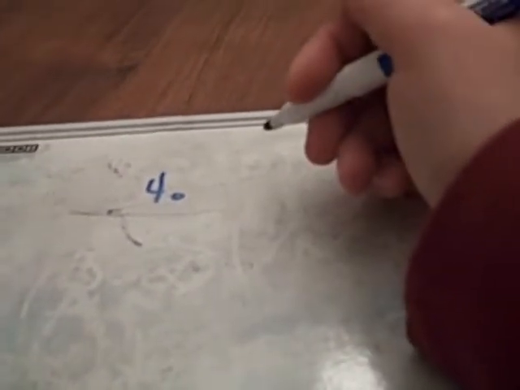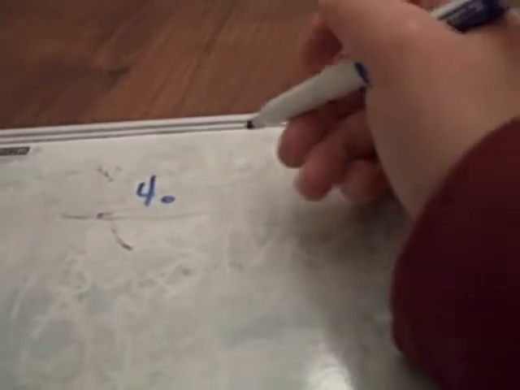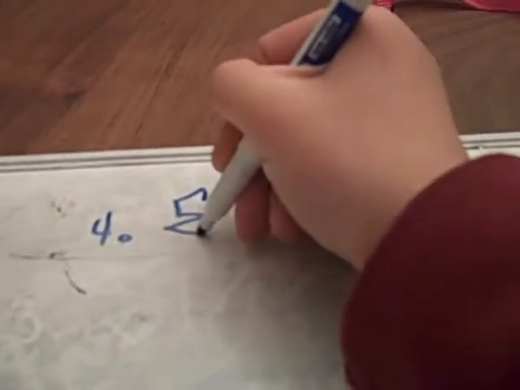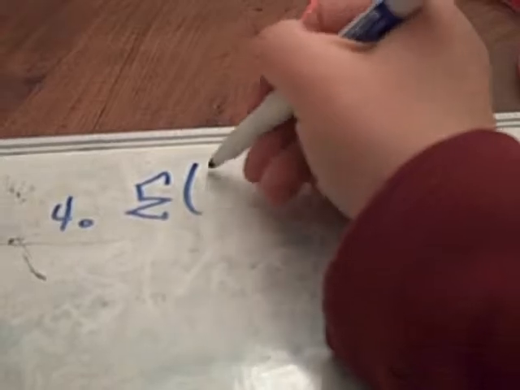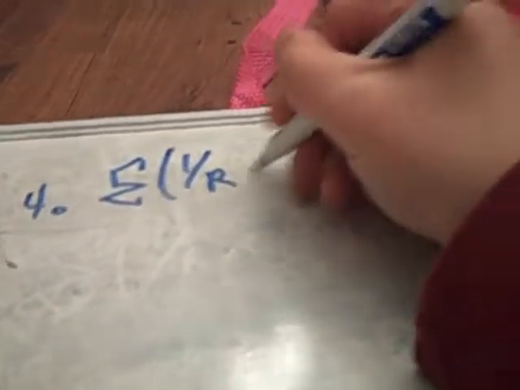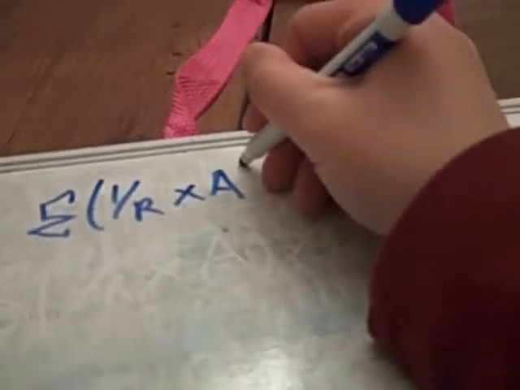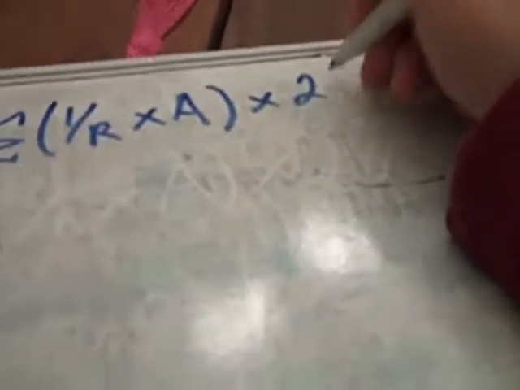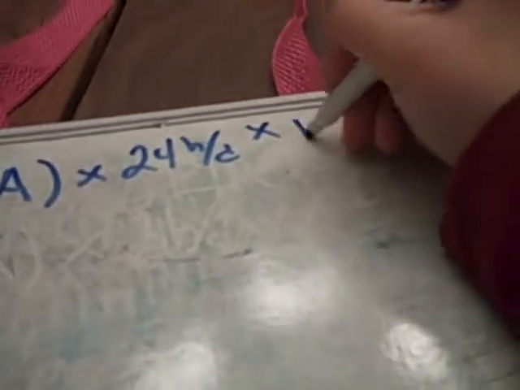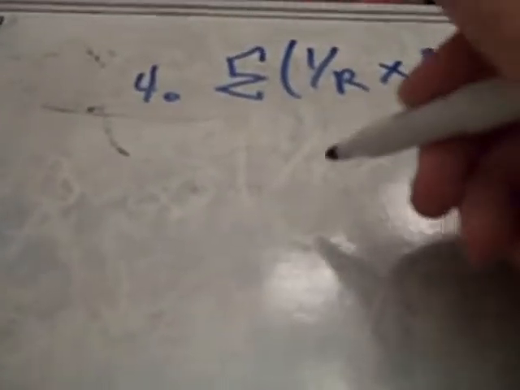So for this one, I have my home and I have my zoning. So my equation is going to be the sum of 1 over the R value times the area times that by my 24 hours in a day times that by my degree days for the year. And so let's just plug that all in.